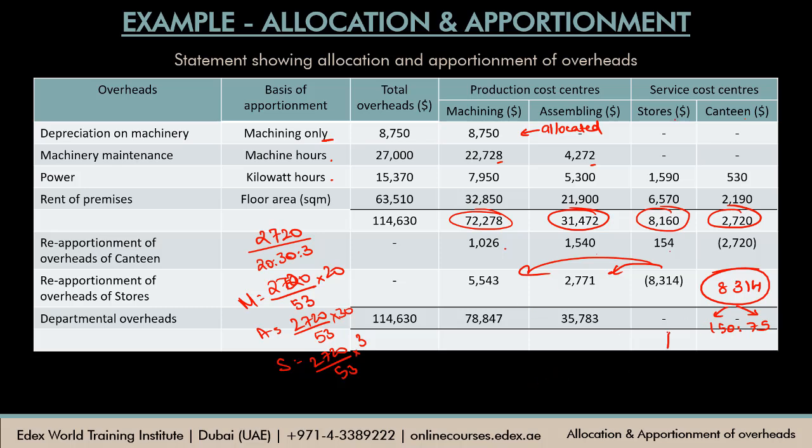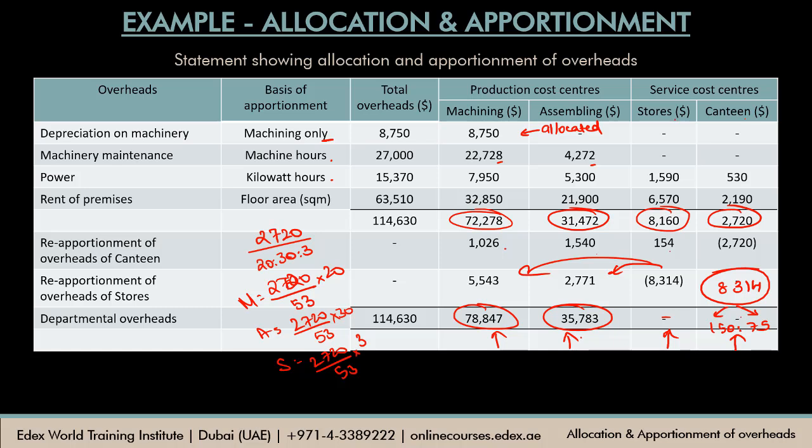At the end, if you see, the stores and the canteen, the service cost centers become zero because we reapportion their cost onto the production cost center, and the final cost of production cost center has come to 78,847 and 35,783. This just means that approximately the total overheads of the business, which were 114,630, approximately they have been incurred by the two production cost centers in this ratio or in this manner.